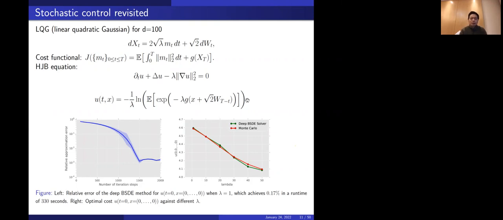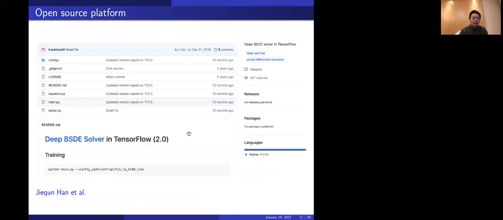So we can use this formula to calibrate the deep learning based algorithm. By the way, we call that deep learning based algorithm the deep BSDE method. So we're going to use this formula to calibrate that. And you can see that, as this is the parameter, the horizontal axis is the value of lambda, and the vertical axis is the solution at a particular point. You can see the agreement is pretty good. And my collaborator Jiequn Han has maintained an open source platform where people can play with these games.